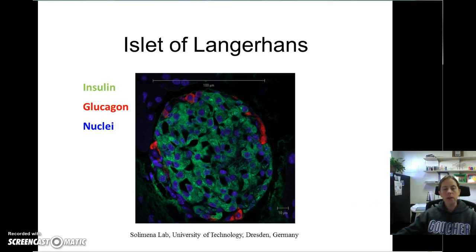So the islet of Langerhans is a structure within the pancreas that contains these endocrine secreting cells. So this is an immunofluorescence using antibodies and fluorescent molecules to visualize where cells are that secrete specific hormones. All of the blue dots are cell nuclei in this islet. And you'll notice that glucagon in red and insulin in green are formed and secreted by different cells. So remember, beta cells secrete insulin and alpha cells secrete glucagon. So you'll notice that most of the cells in the islet are actually secreting insulin.